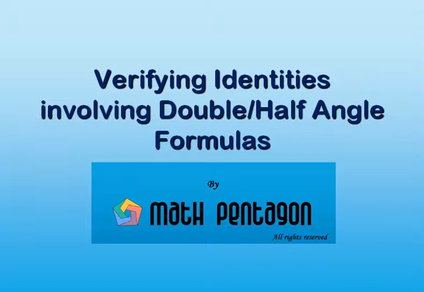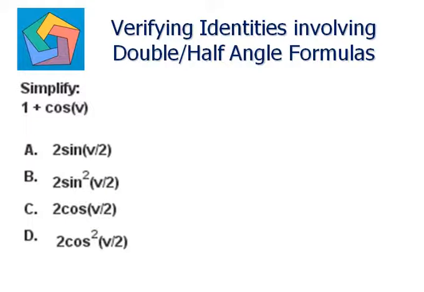Hi, today we are going to learn about verifying identities involving double or half angle formulas. Let's look at a problem. Simplify 1 plus cos v.